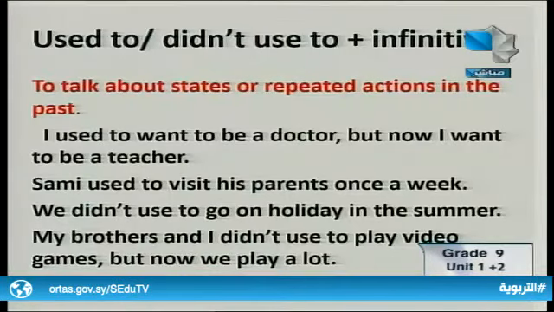Okay, good. For example, let's talk about examples. I used to want to be a doctor, but now I want to be a teacher. So in the past, I wanted to be a doctor.